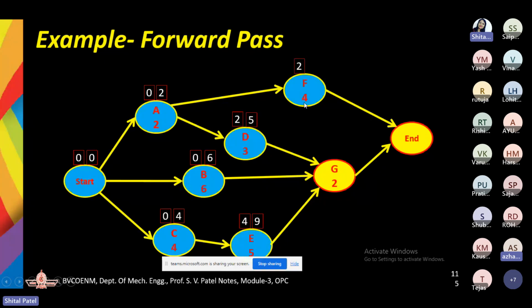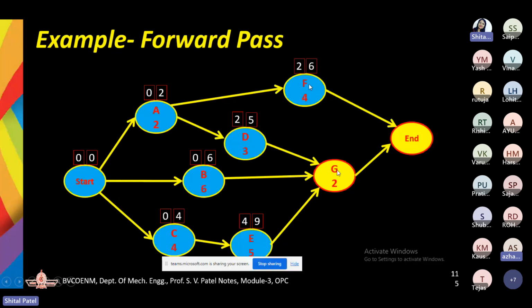The next one is your F activity. Now here you can see after A, we can proceed for the F. So here earliest start time for the F is 2 days, and earliest finish time is 2 plus 4, that is going to be 6 days. Am I clear with this?